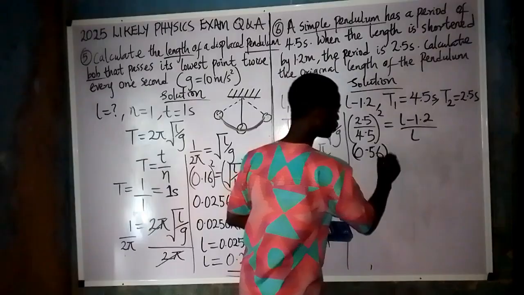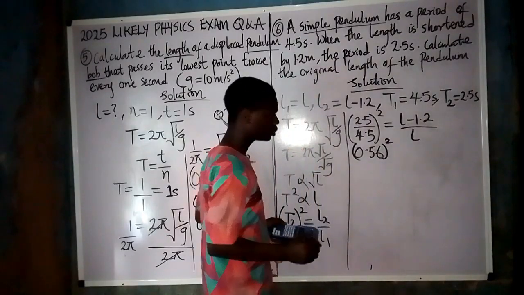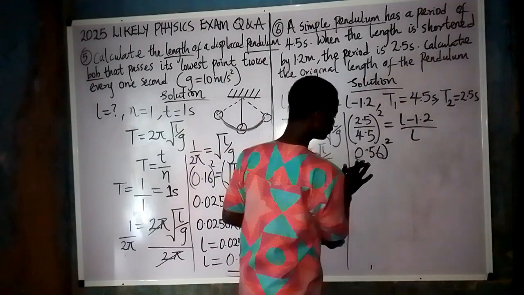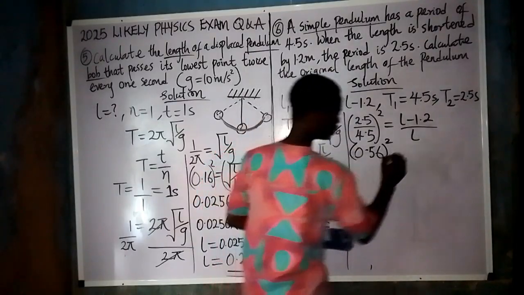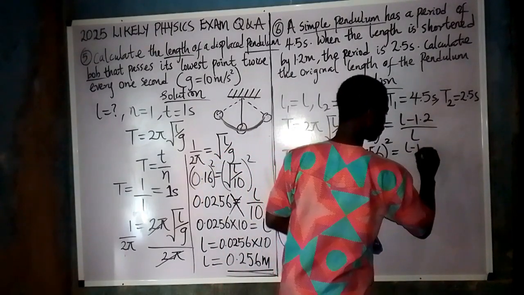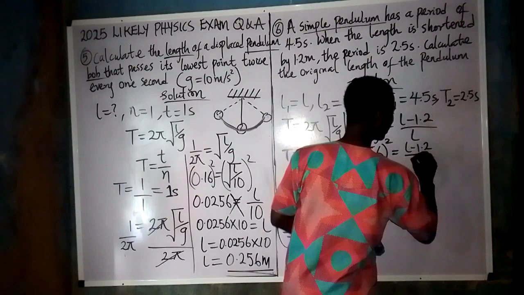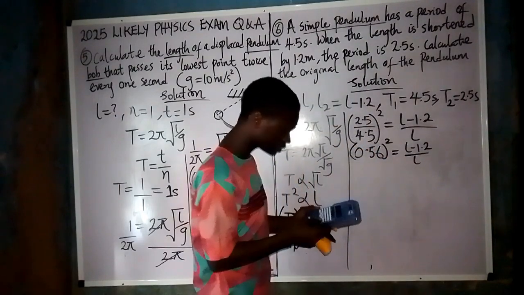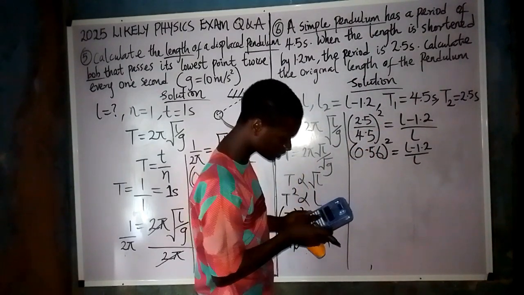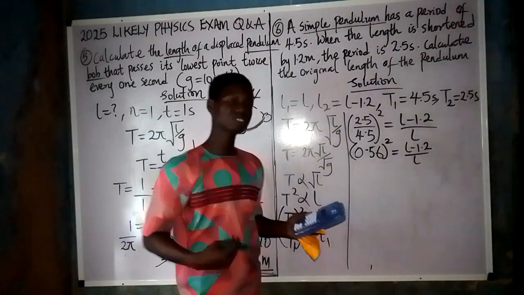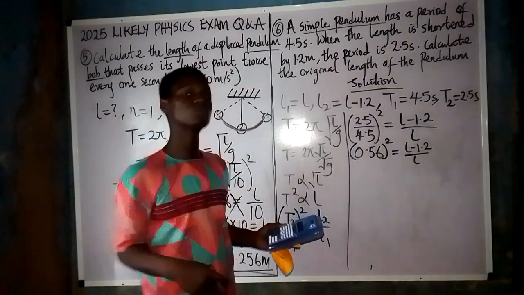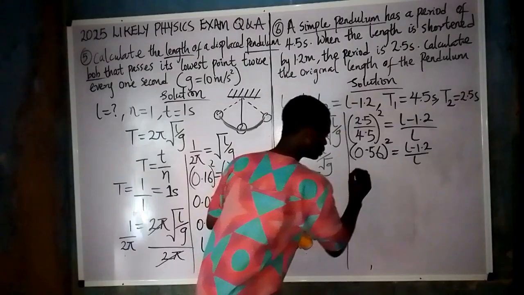So everything will be raised to power 2, is it not? Good. Everything raised to power 2. So I'll say bracket raised to power 2 equals L minus 1.2 over L. Now let's square this again. 0.56 squared will now give us what? We have 0.3136. Approximate again to 2 dp. You now have 0.32.